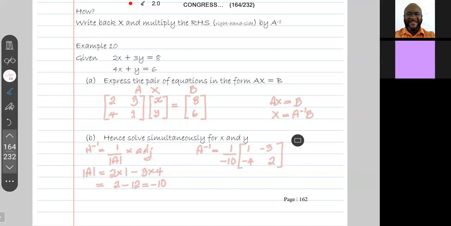Remember, I'm trying to determine what is X and Y, and X and Y are the elements of the matrix X. So I'm going to turn the page in a second.